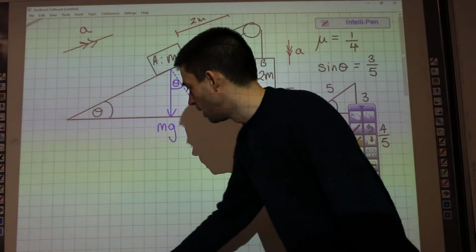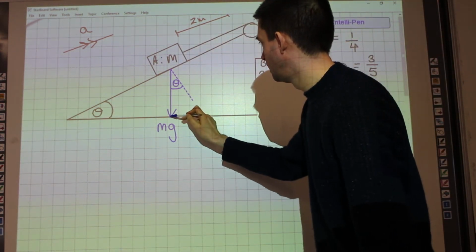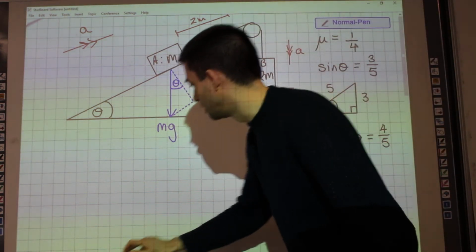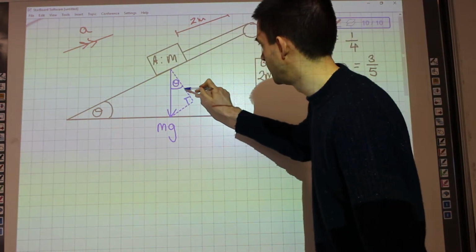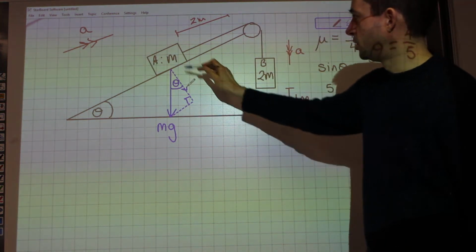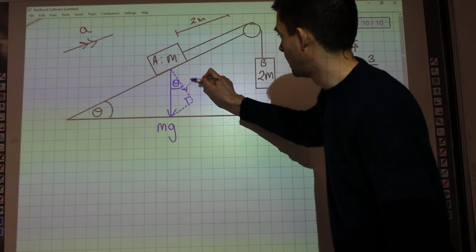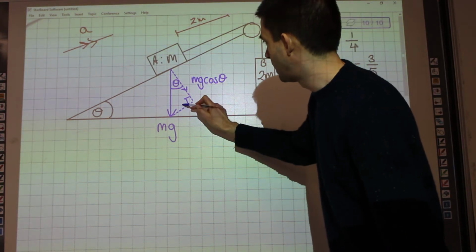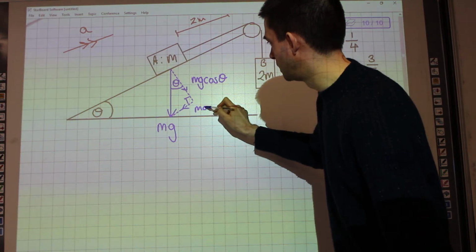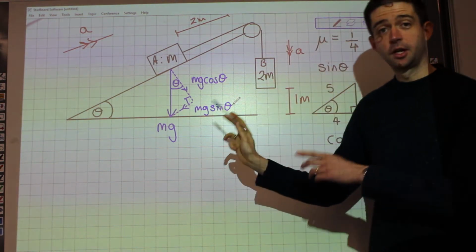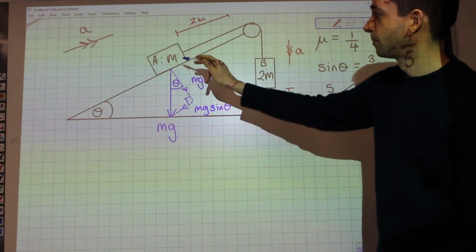And while I'm there, I'm going to resolve that weight into its parallel and perpendicular components, because the weight down the slope is the bit that people always forget to do. So perpendicular to the slope, I have mg cos theta, and parallel to the slope, acting down the plane, mg sine theta. And these are the components of the weight of A.